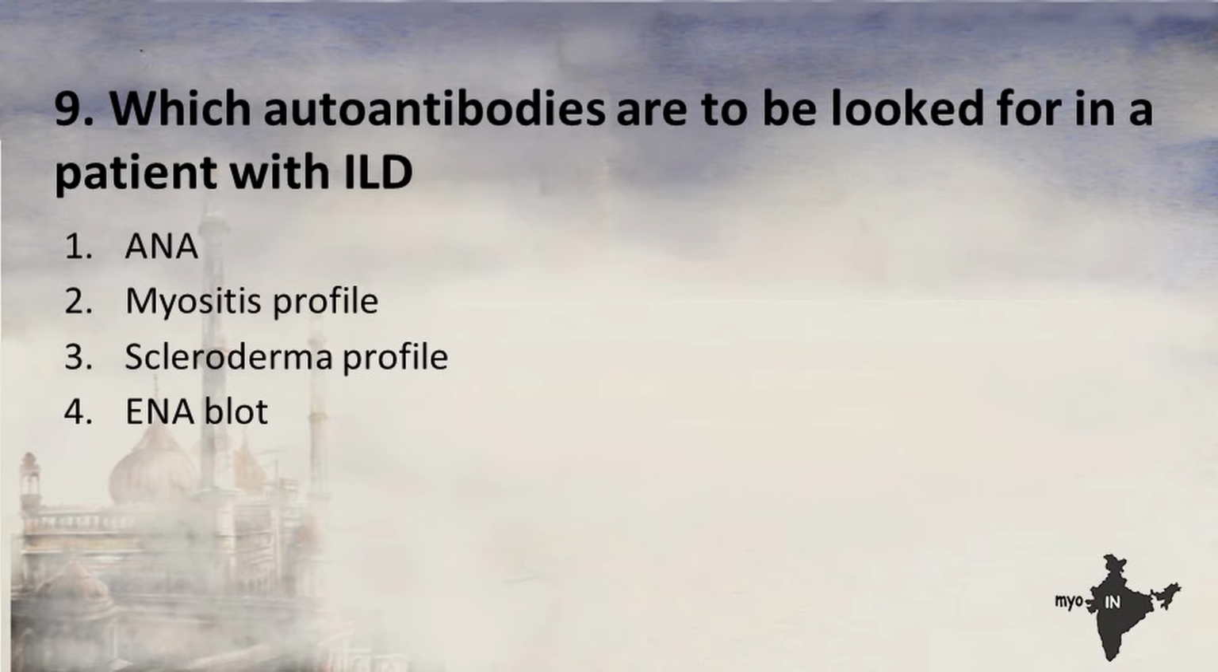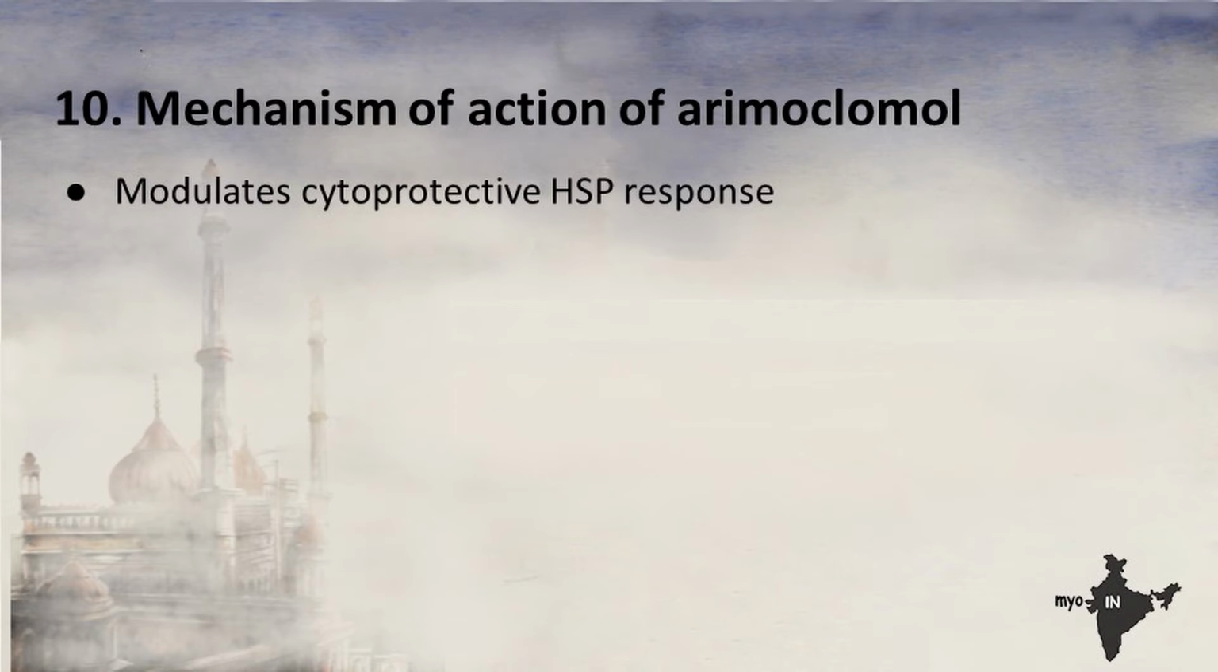Next question. Which autoantibodies are to be looked for in a patient with ILD? Anti-nuclear antibody, a myositis profile, a scleroderma profile, an ENA blot, or combinations of these? Any ideas? Yes, next slide please. All of these are to be looked for in the complete evaluation as of today for a patient with ILD. Yes, I agree. Anti-PR3, anti-MPO also should be looked for. Next slide. Can anyone tell this? Please don't move the slides further.